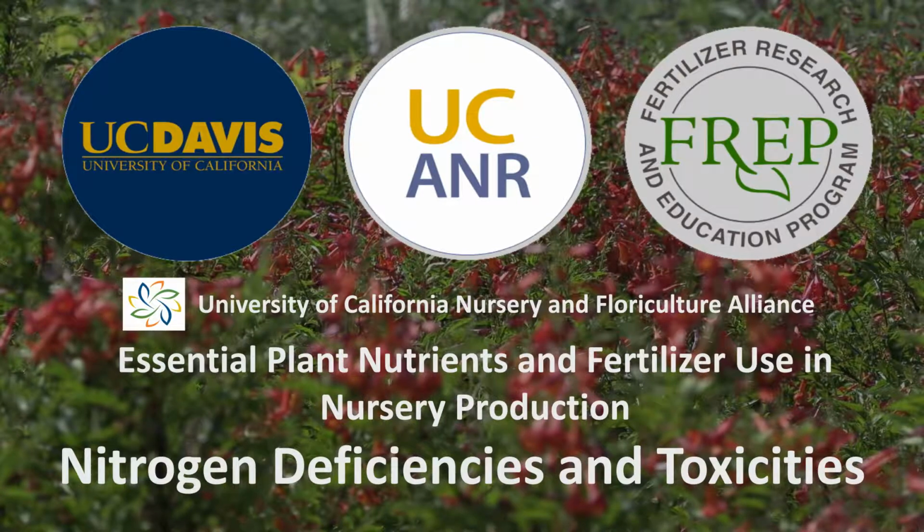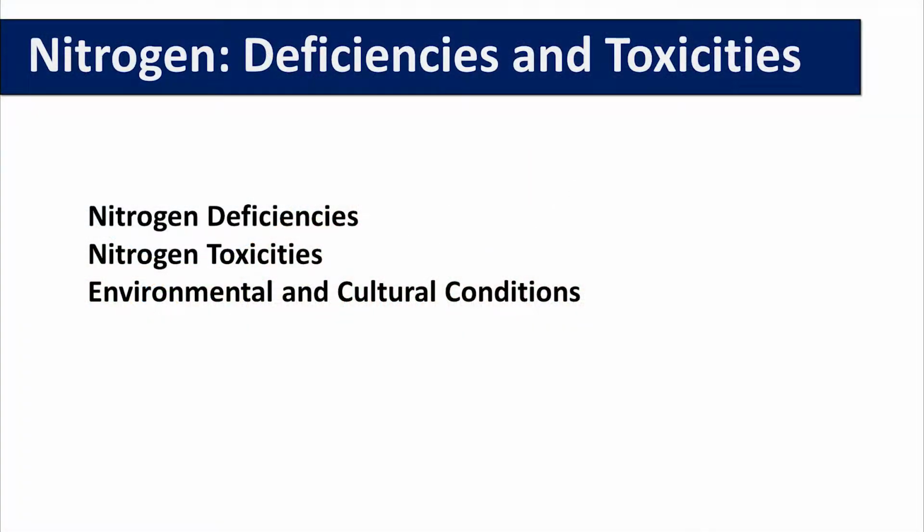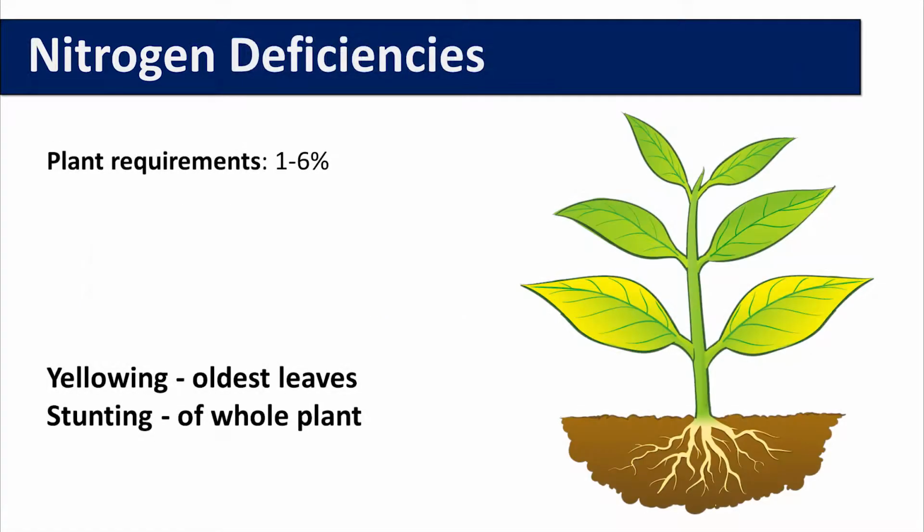Nitrogen deficiencies and toxicities. This video will talk about nitrogen deficiencies, nitrogen toxicities, environmental and cultural conditions. Nitrogen is required in a plant from 1 to 6% depending on the plant type. The fertilizers that can be used include anything that is based on ammonium, nitrate, urea, and many manures.